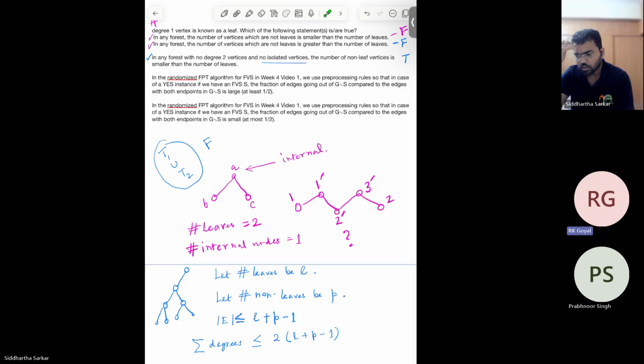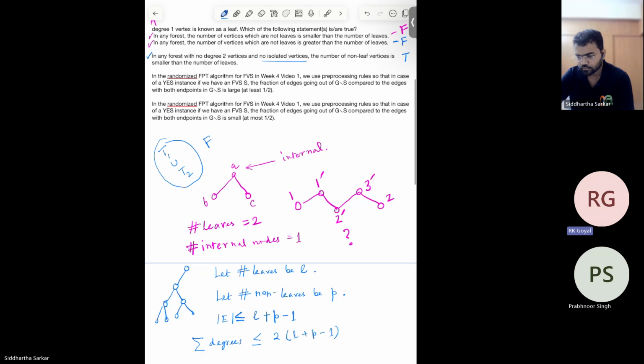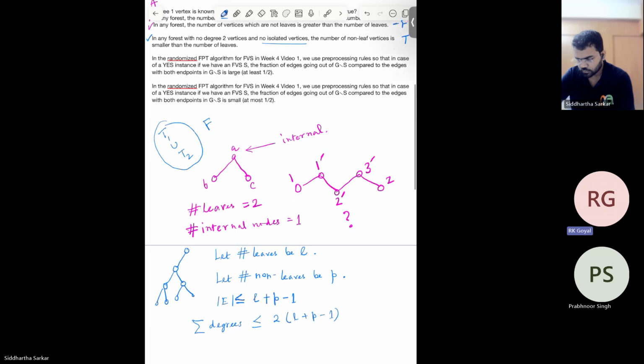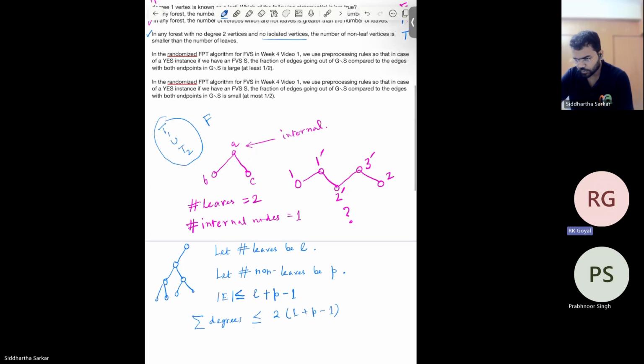I think that since degree one is allowed, we can have a situation wherein the number of internal nodes is greater than the number of the leaves. I think this is the only situation wherein the number of internal nodes is greater than the number of the leaves, wherein vertices of degree one are allowed. But I want to say something about the sum of degrees in terms of the number of vertices.